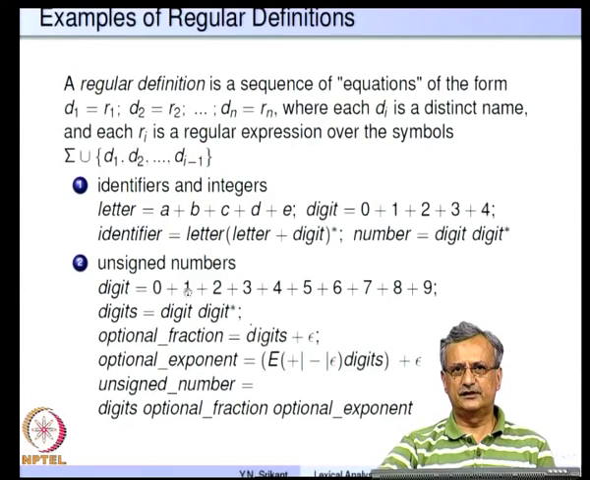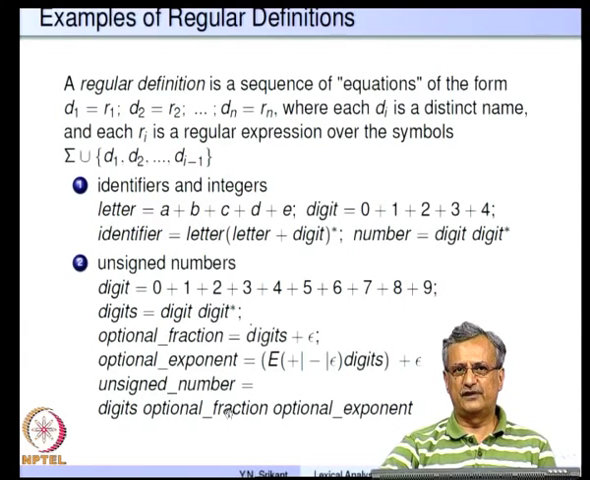So, digit is 0 to 9 combined with a plus, then digits would be digit followed by digit star. An optional fraction is digits then plus epsilon, and optional exponent would be e followed by plus or minus or epsilon, followed by digits. And of course, epsilon indicates that there may not be any exponent as well. And unsigned number is very clear now. There are digits, there is an optional fraction and optional exponent.